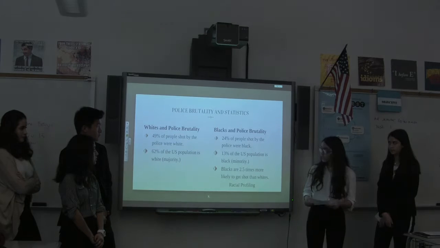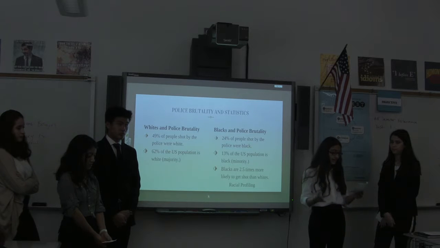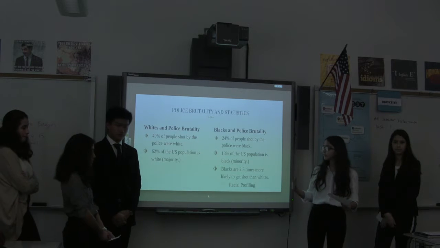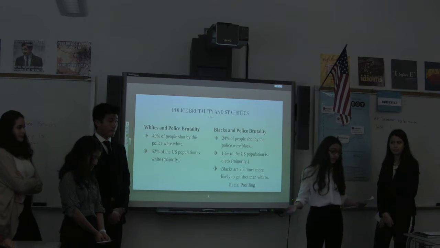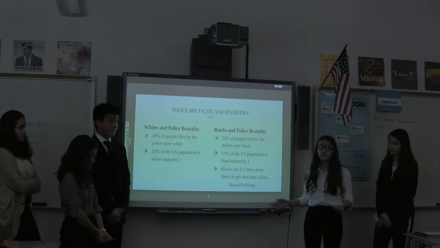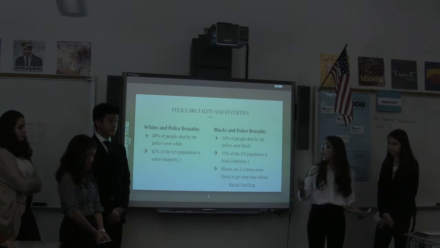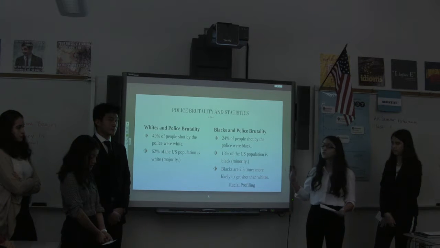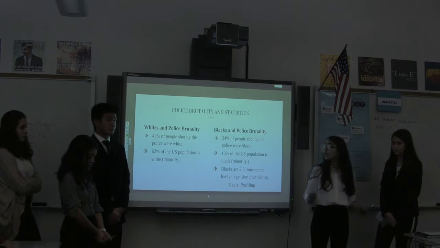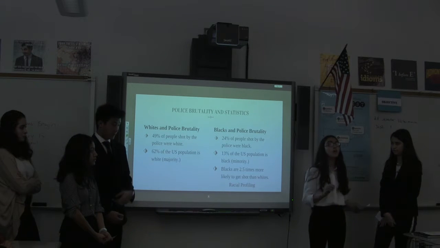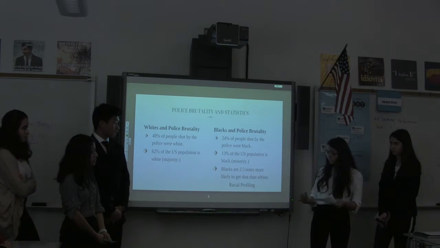Okay, so police brutality is the use of excessive force against citizens, and it is often believed that white people are more targeted by police than black people, which is false. 49% of people shot by the police were white, while making up 62% of the total United States population. However, 24% of those same people shot by the police were black, making up 13% of the United States population, showing that black people are 2.5 times more likely to get shot by police than white people are, and that is due to racial profiling.